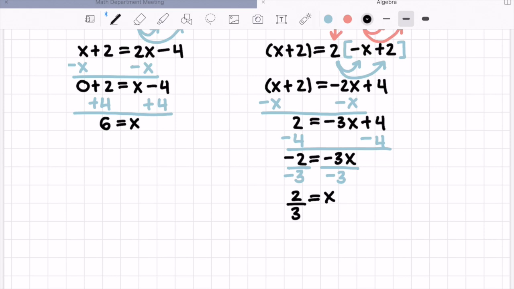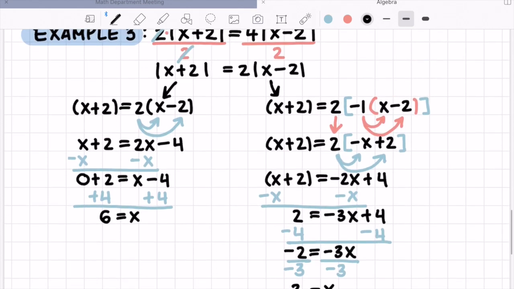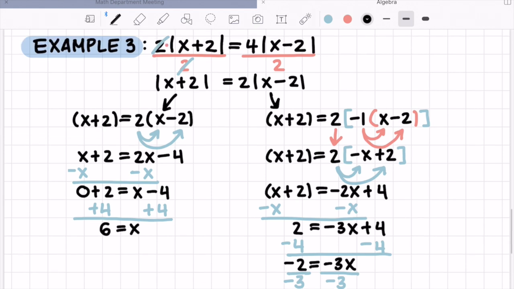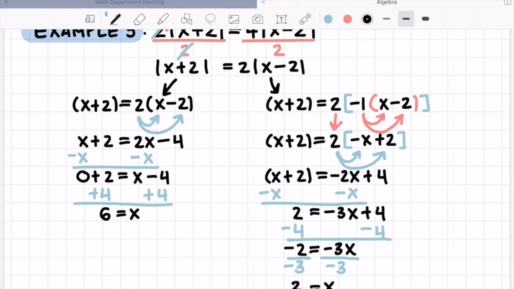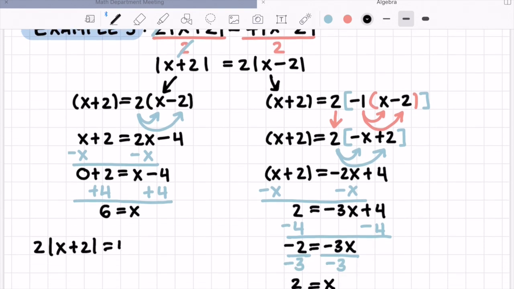Now am I done? I am not done. The last and final step is to check. It is a lot of work, but to get the correct answer, we always have to check. So let me write down my equation here, which was 2 with the absolute value of x plus 2, closing that absolute value, and that equals 4 times the absolute value of x minus 2, right?